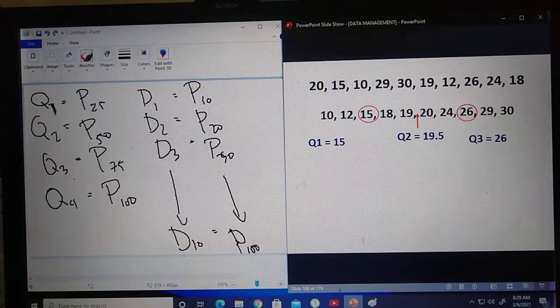Sa lower numbers, doon makikita si Q1. While doon sa mga higher numbers, doon makukuha si Q3. Their median. From 10 to 19, we can get a median of 15, and that is Q1. And then from 20 to 30, we can get a median of 26, and that is our Q3. So yan, nahanap na ang Q1, Q2, and Q3.